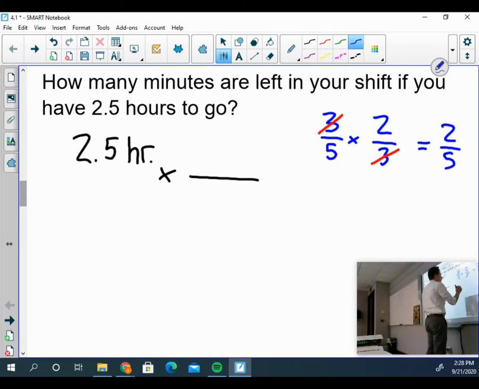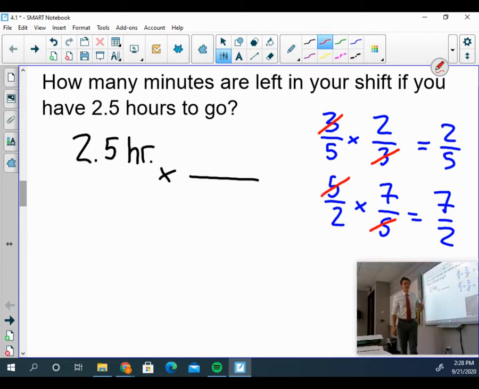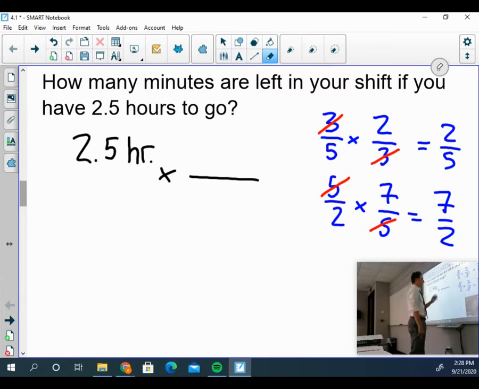If I had 5/2 times 7/5, I know it's going to turn out to be 7/2. Because again, if you multiply fractions across and you have the same thing in the numerator and the denominator, they will cancel. Okay, so what does this apply to us here?